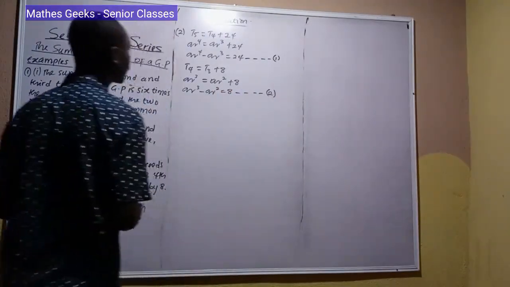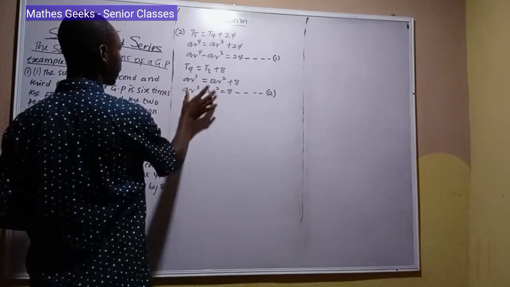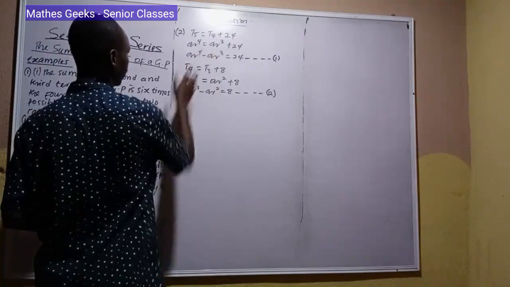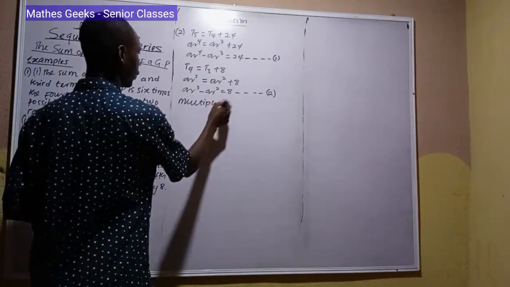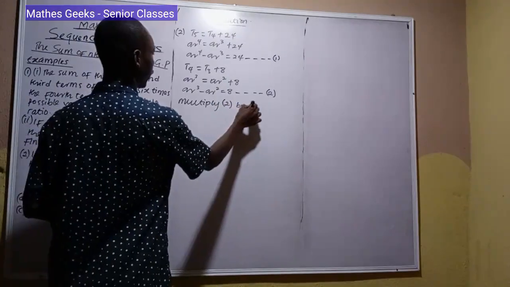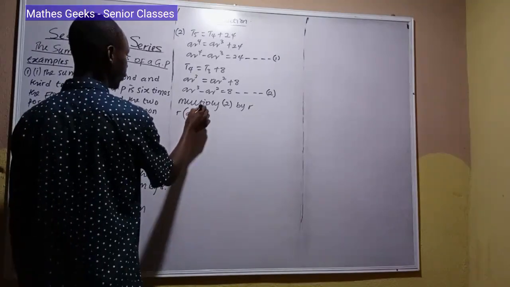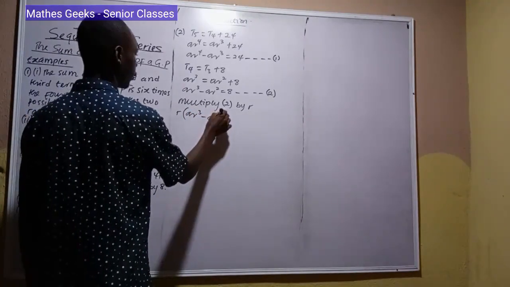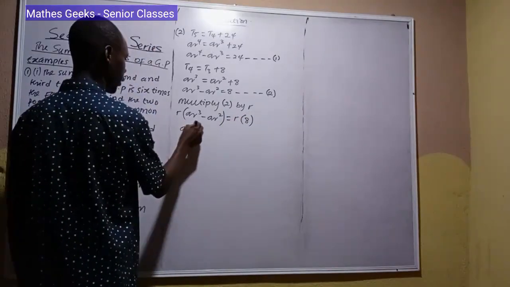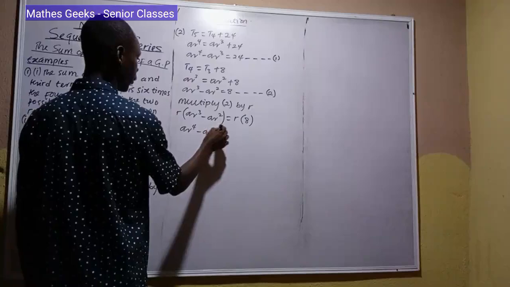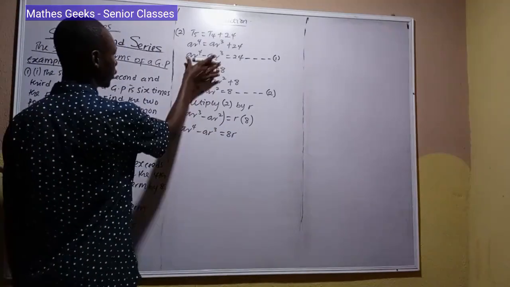So for this particular type of problem, we're going to make this part same as this part. And how do we achieve that? We're going to multiply equation 2 by r. So we want to do that. A r cubed minus A r squared is equal to 8, times r. So this will give us A r to the 4 minus A r cubed is equal to 8r. So we discover that this part is same thing as this part.